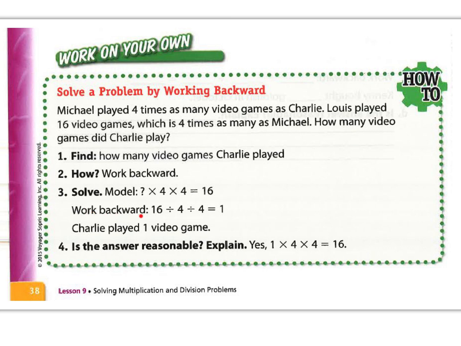Well, if we work backwards, we just go backwards, 16 divided by 4 is 4. 4 divided by 4 is 1. Charlie played one video game. So is the answer reasonable? Yes, because 1 times 4 times 4 equals 16.